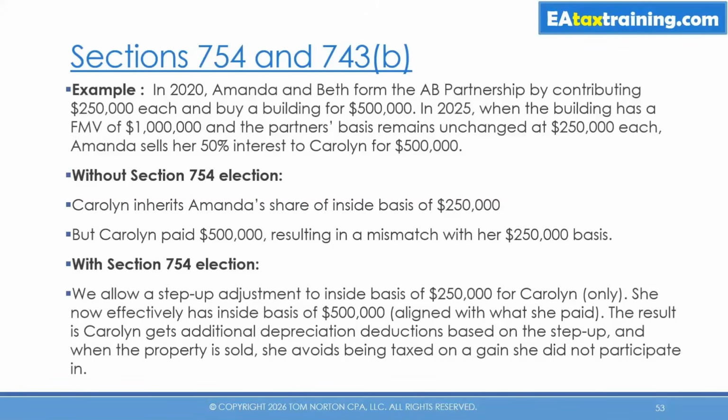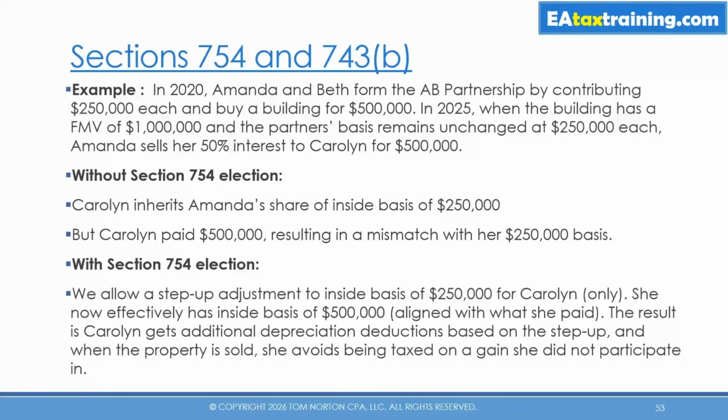But for Carolyn, you have to do a separate computation and figure out depreciation based on $1 million, and then she gets half of that. So you can see it can be complicated. And then once you elect this once, you have to do it every time. So over time, you can have lots of different sales of partnership interests that affect different partners differently.